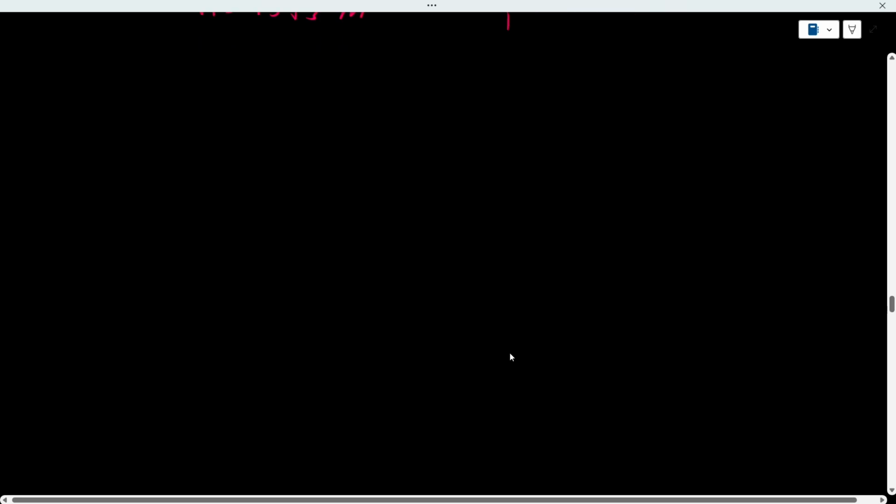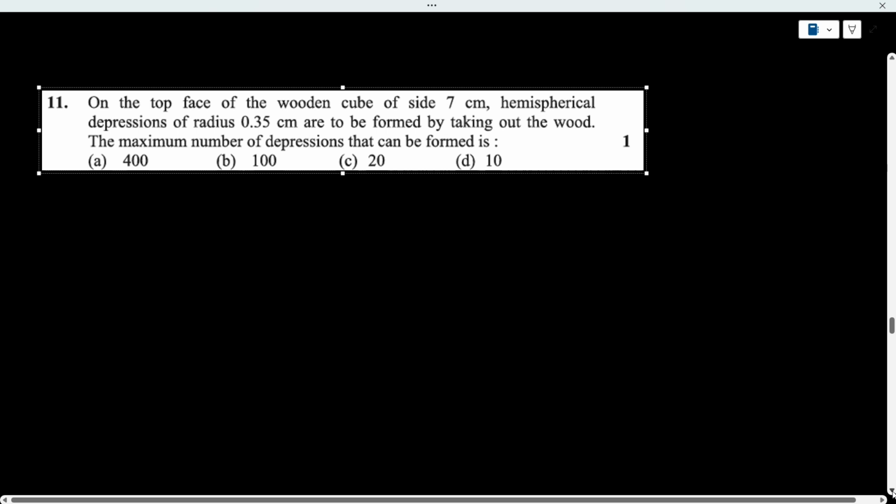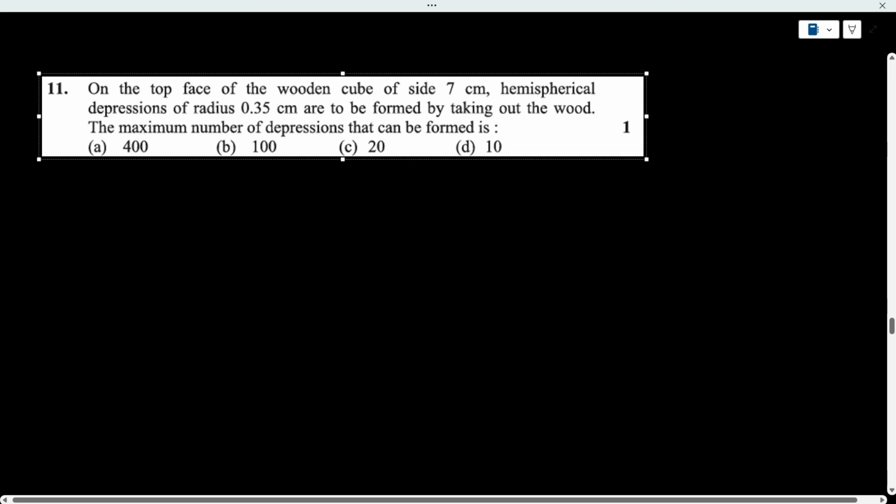We'll go for the next question, question number 11. What is given in question number 11? If you see here, it's given that on the top face of the wooden cube of side 7 centimeter, hemispherical depression of radius 0.35 centimeter, right? So what is the top face? 7 centimeter length cube. So length, breadth, height, everything is 7 centimeter, and you are taking out hemispherical depression. That means you are scooping out a hemisphere from that wood, right? They are to be formed by taking out the wood. Find out the maximum number of depressions that can be formed.